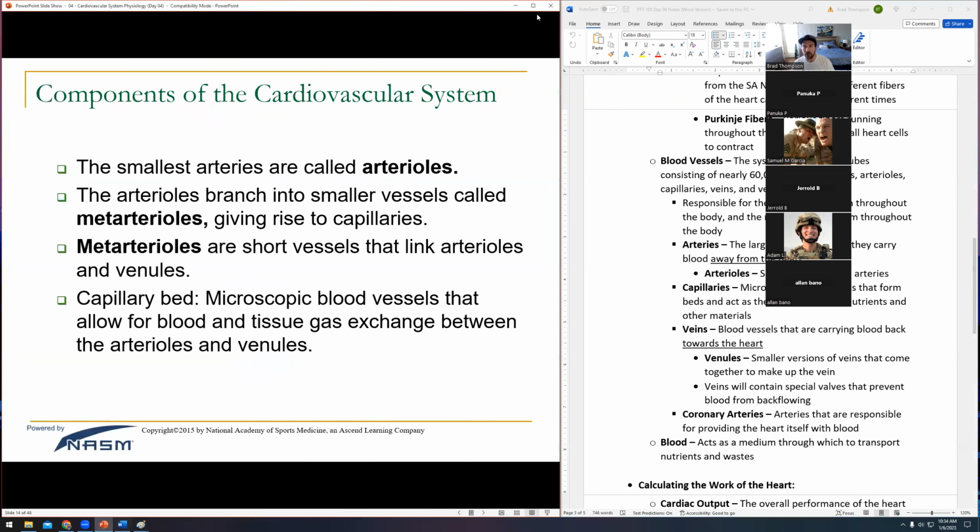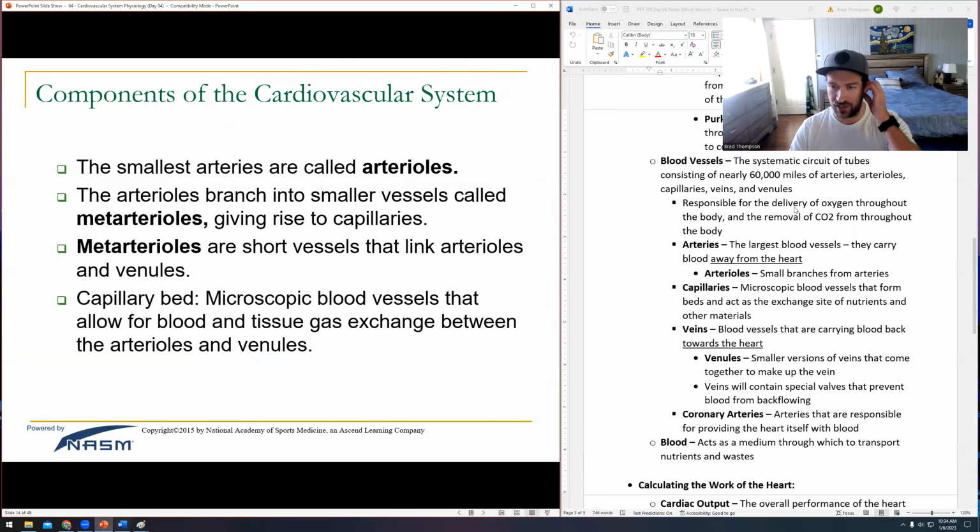So looking at this, giving our definitions here: arteries are the largest blood vessels. They carry blood away from the heart. They branch into smaller versions called arterioles.